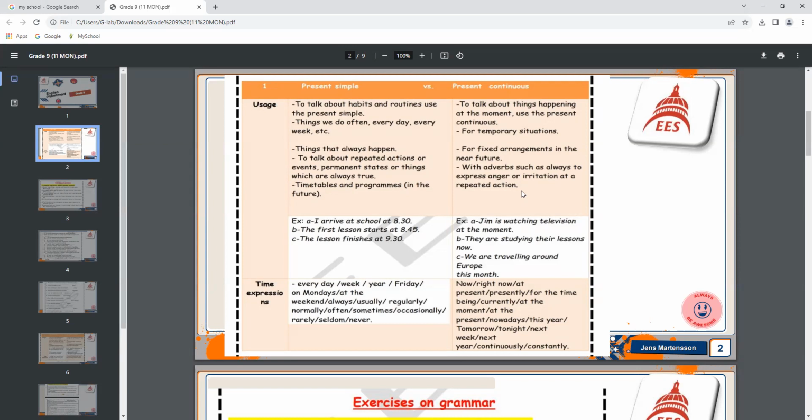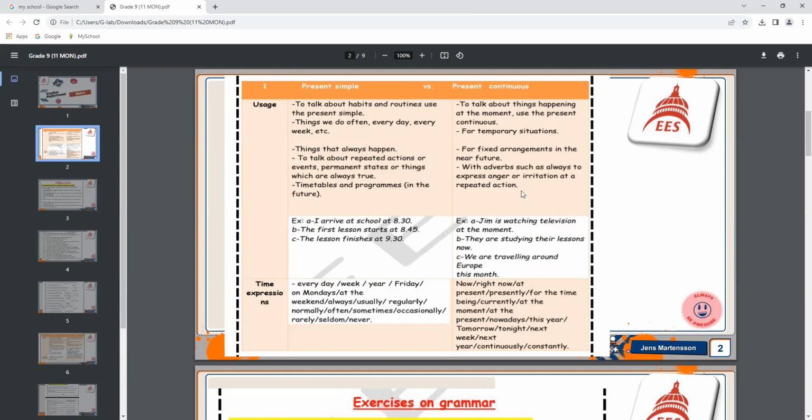Sometimes a keyword that works in the present simple can work in the present continuous, like always. If I said I always go to school, this is a repeated action. But if I said he's always biting his nails, this is an action that causes anger. Can you see the difference? Okay, but let's take a look.